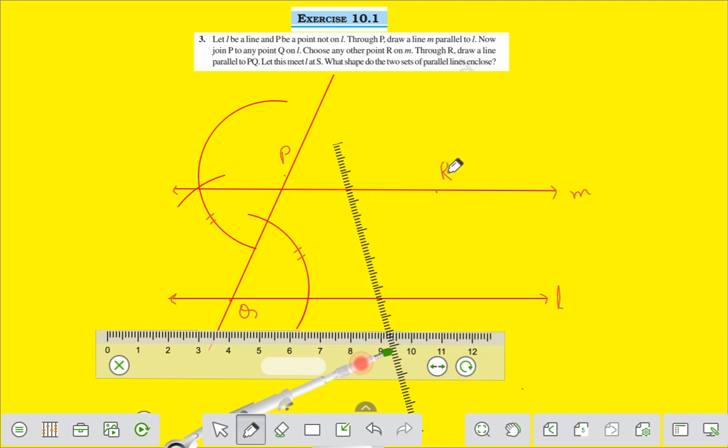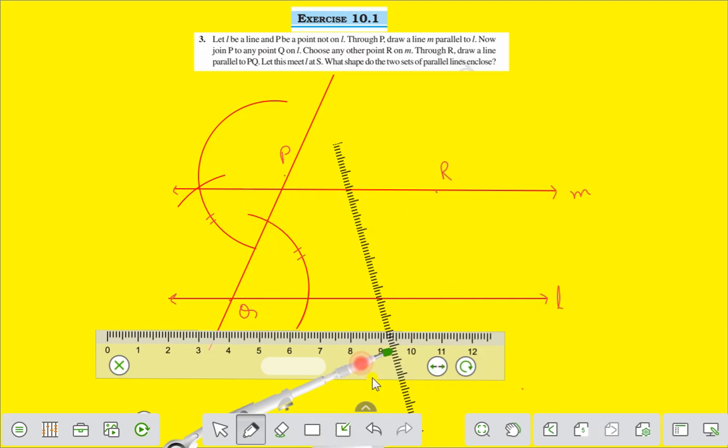Through R, draw a line parallel to PQ. Here you will make the corresponding angles equal. This angle is equal to this angle. Make the corresponding angles equal. Therefore, we will get a line parallel to PQ.